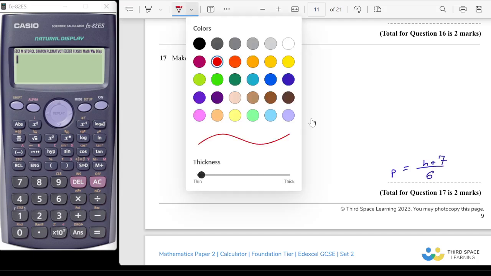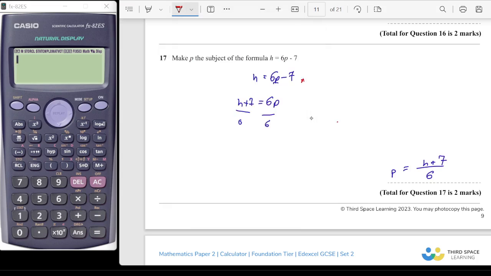And straight to the mark scheme then, M1 for the correct first step of adding 7, so technically that's there, M1, and then A1 correct answer only.